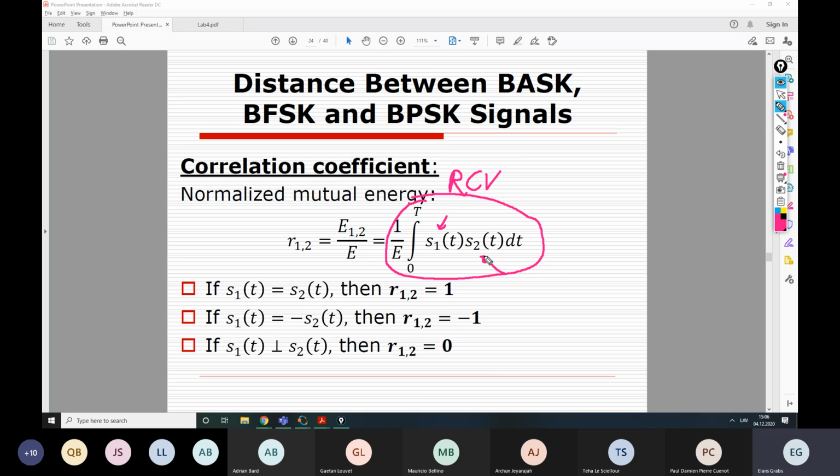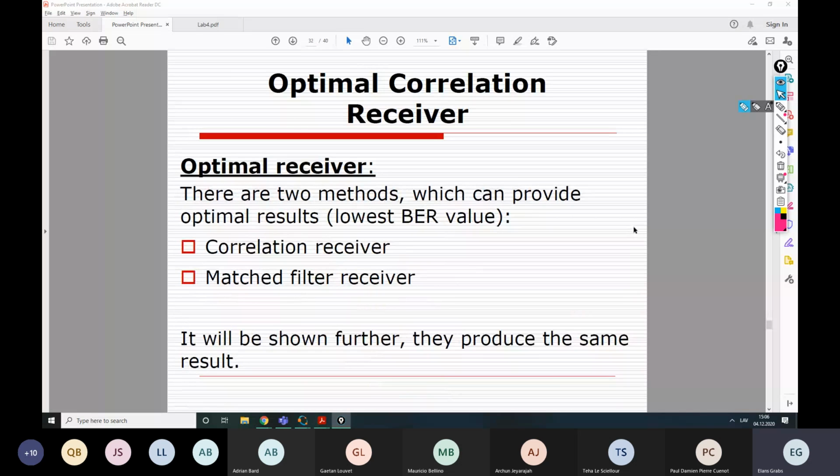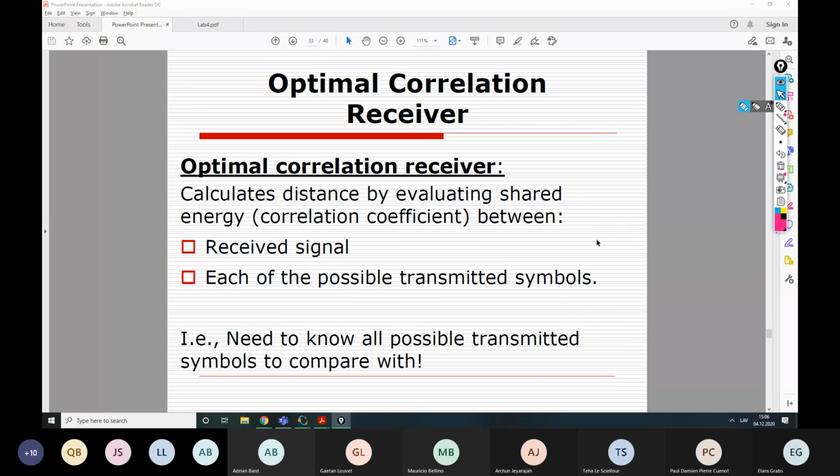and, let's just say, template signals. Each possible signal type which could have been hidden in this signal. That's how a correlation receiver actually works. It calculates these integrals. But of course, we need to know or even extract all possible transmitted symbols to be able to compare with them, right? So we need to know that actually the possibilities were these.